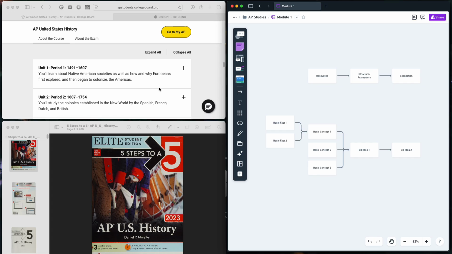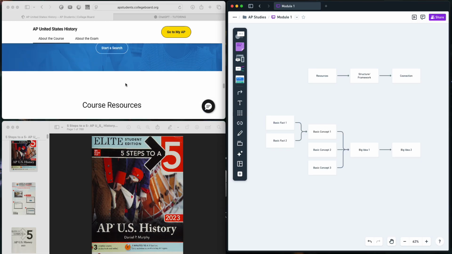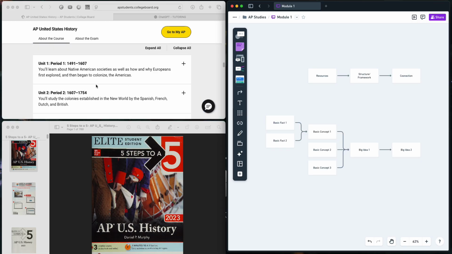Because we could always go very deep into all of these different aspects, but are they going to be tested completely in that level of depth? No. So we need to figure out what level of depth we really need to know the information. The best way to do this is to go to the AP US History site and figure out, hey, what are the units that I need to learn? What are the time periods, and so on and so forth, right?